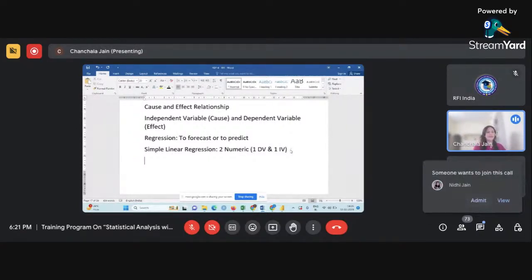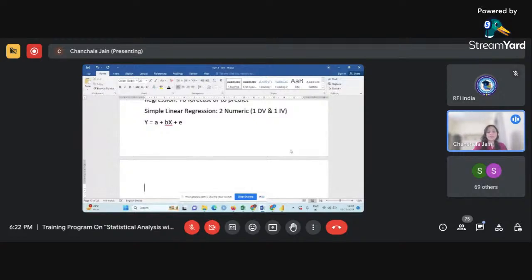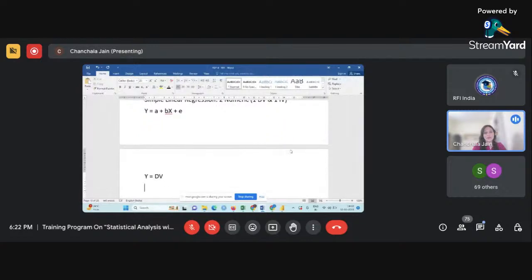As I said, we are developing a model using regression. The straight line we use for simple linear regression is y equals a, that is alpha, plus bx plus e. Usually this is the simple linear regression, right? Y equals a plus bx plus e. I think in maths also we have studied this particular line, known as a straight line, right? So y will be your dependent variable.